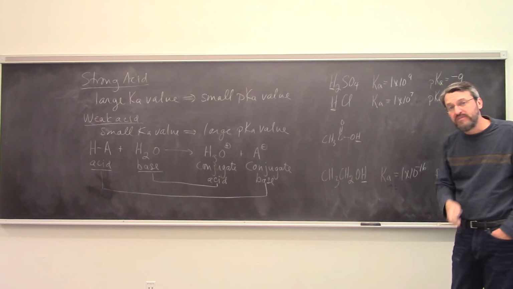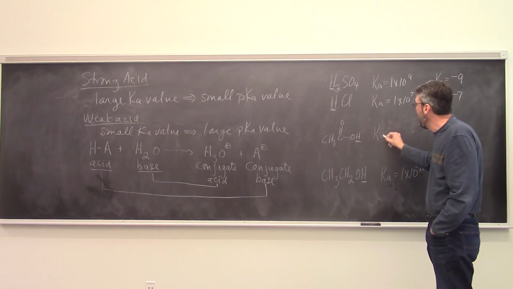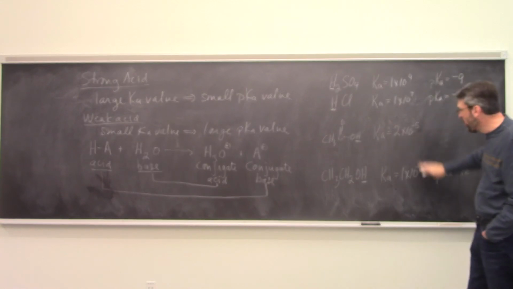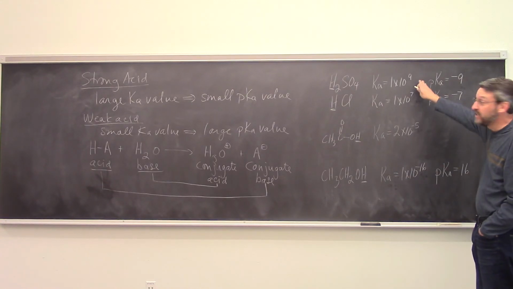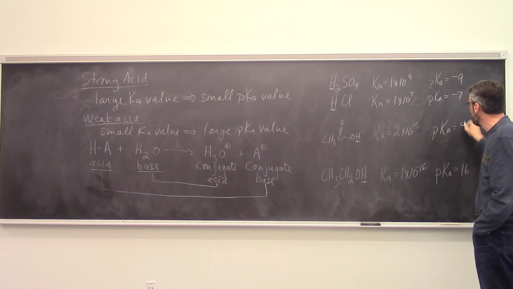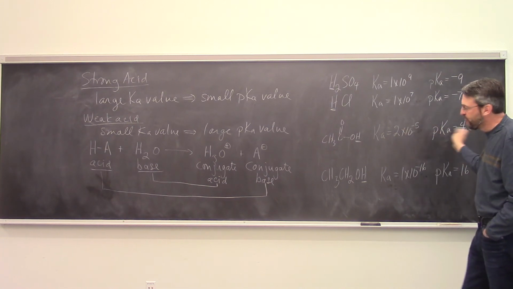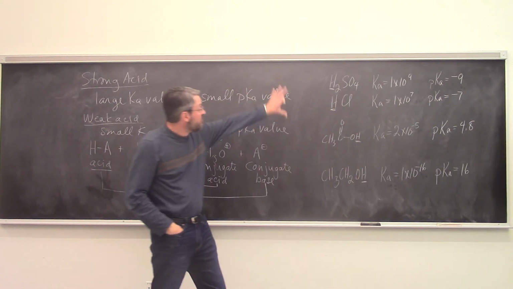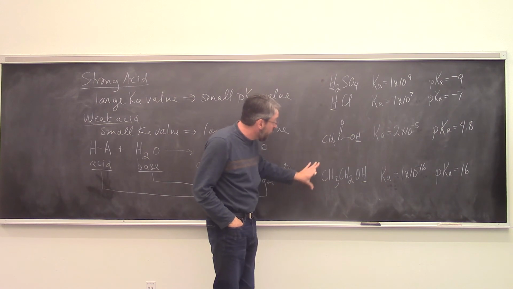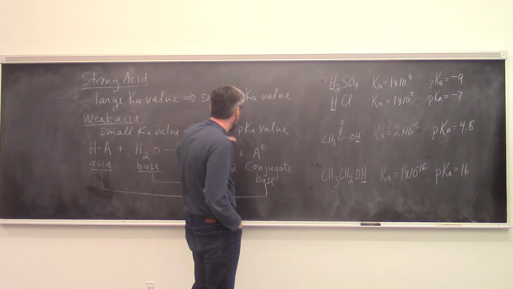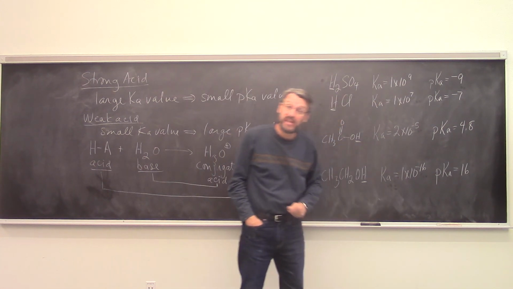Acetic acid is sort of in the middle. Its Ka is about 2 times 10 to the -5. So small, but not nearly as small as this, and certainly not big like that, which means that its pKa is going to be about 4.8. And again, I've rounded these a little bit, but that's the idea. So very strong acid, weak acid, and then something kind of in the middle. And again, you can see these ideas represented there.